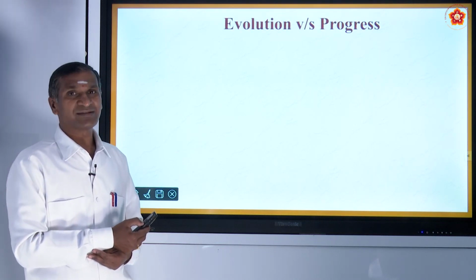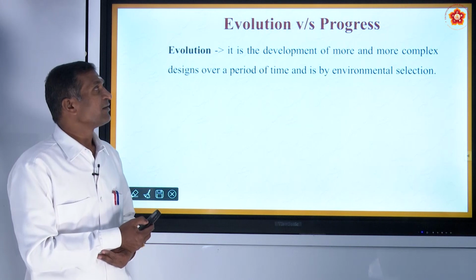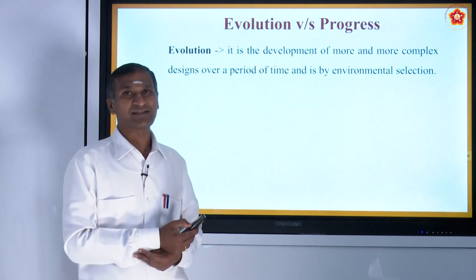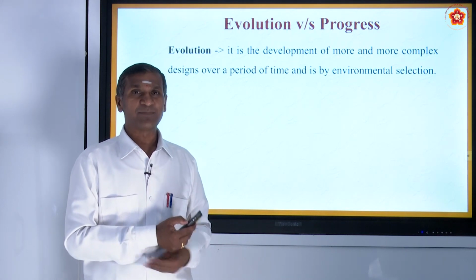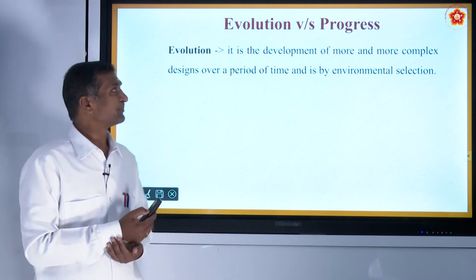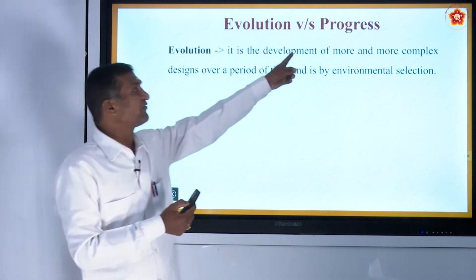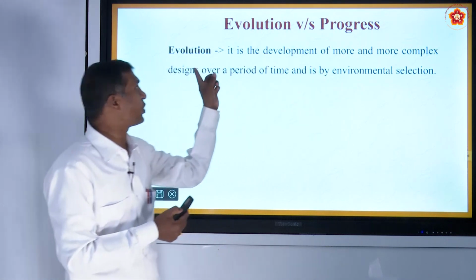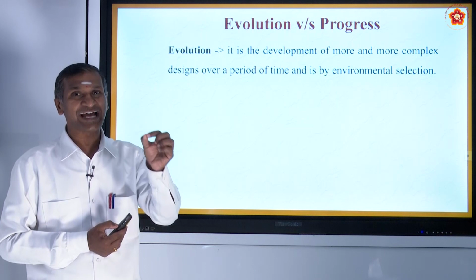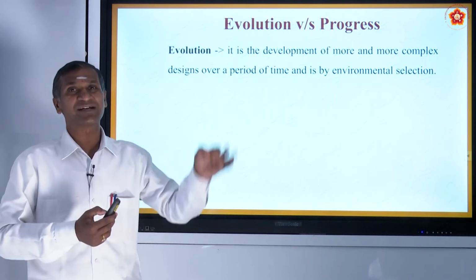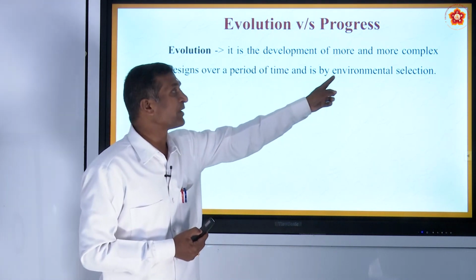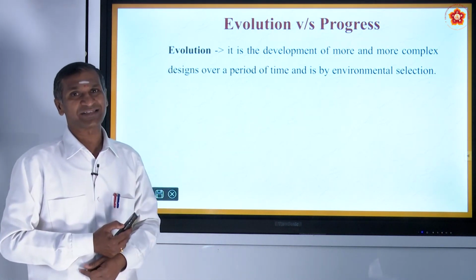Dear students, evolution versus progress. What is progress and what is evolution? Very important terminologies which we should get cleared up. Evolution is the development of more and more complex designs over a period of time. It's a gradual process. It is not a sudden and rapid process. It happens over a period of time, and is by environmental selection.